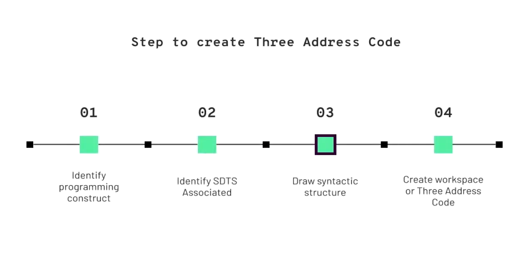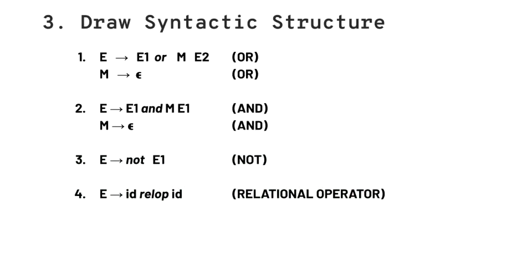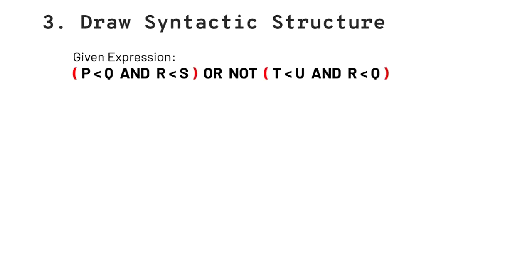Step 3 is to draw the syntactic structure, that is a parse tree. From step 2, we have a set of context-free grammars. To create the parse tree, we are going to break down the construct with the order of precedence of operators. The highest precedence is given to parentheses. The operation outside the parentheses is OR. The NOT operator is a unary operator and it operates on the contents of the second parentheses.